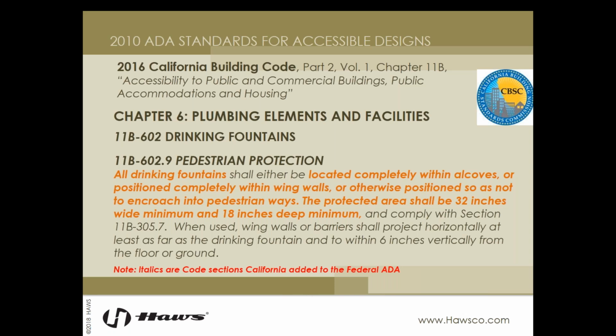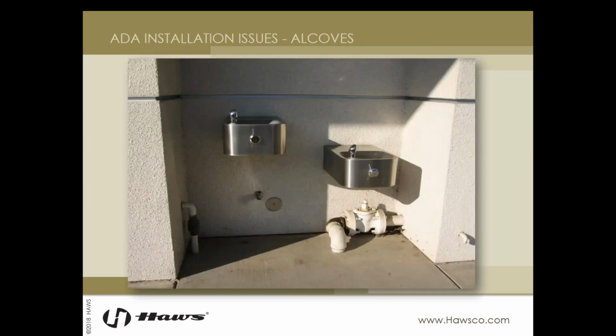The alcove must be a minimum of 32 inches wide. Remember California's floor clearance guidelines, and at least 18 inches deep. If careful attention isn't paid to these installation requirements, it can mean some expensive tearouts, redesigns, and then of course labor to bring it back into compliance. So let's get into a couple examples of this.